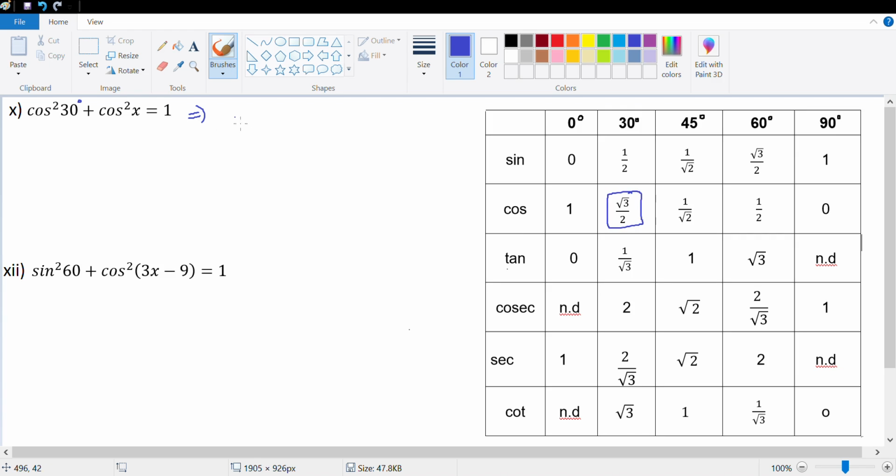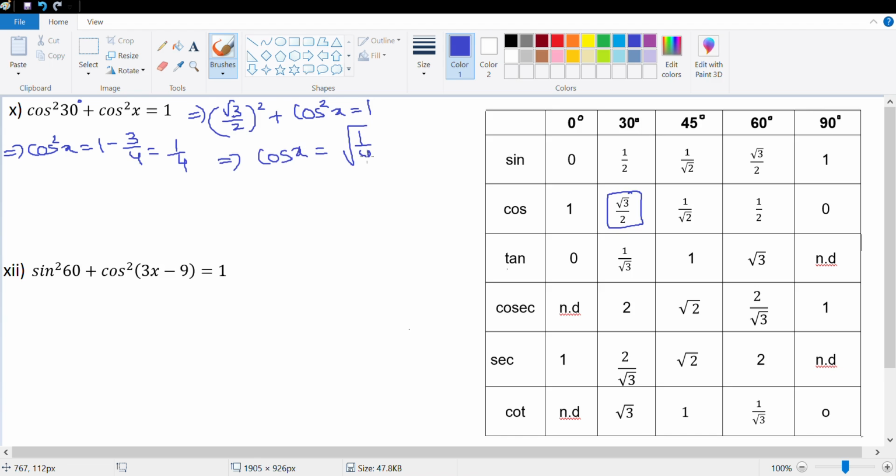So this is (root 3 upon 2) whole square plus cos square x is equal to 1, which means cos square x is equal to 1 minus 3 upon 4, which is equal to (4 minus 3) upon 4, that's 1 upon 4. Which means cos x is equal to root of 1 upon 4, which means cos x is equal to 1 by 2. Now cos x is equal to 1 by 2, and cos 60 degree is equal to 1 by 2, which is given equal to cos x. This means x is equal to 60 degree.